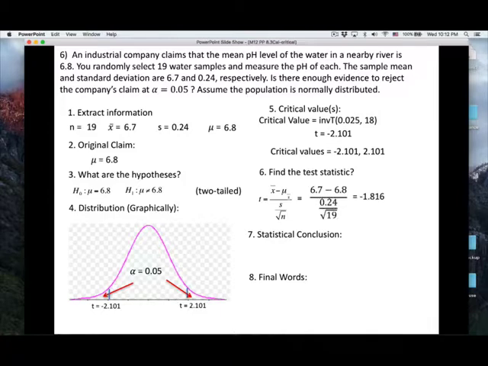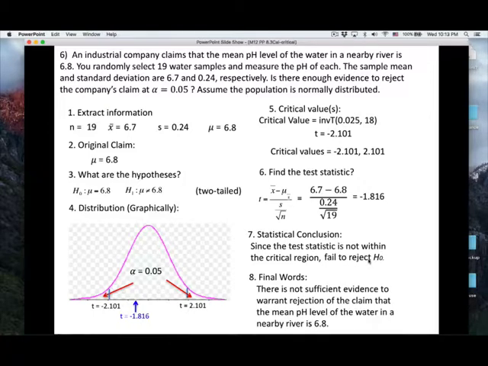Okay, your test statistic: negative 1.816. So look at it, is this test statistic located in the critical region or not in the critical region? So it should be here, right? So this is not in the critical region. So we will fail to reject, okay? Fail to reject. And then conclusion, that will be either number 1 or number 2. And fail to reject, so that will be the number 2 conclusion.